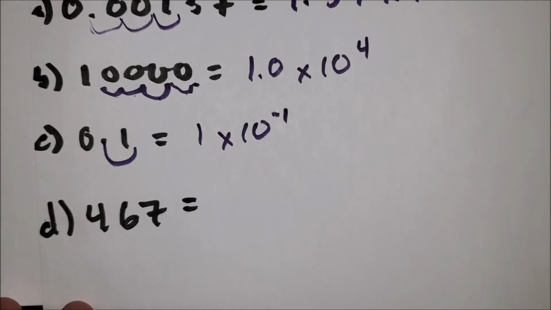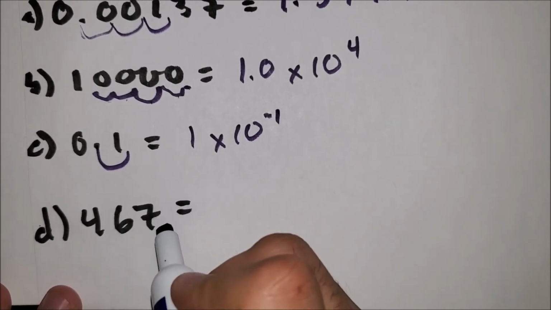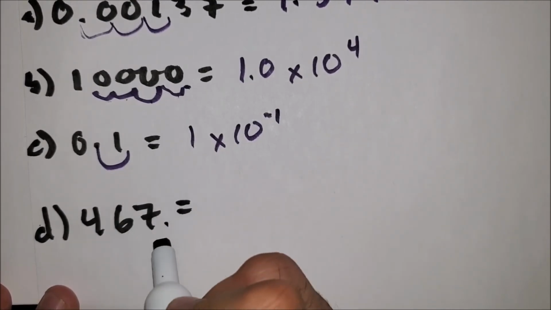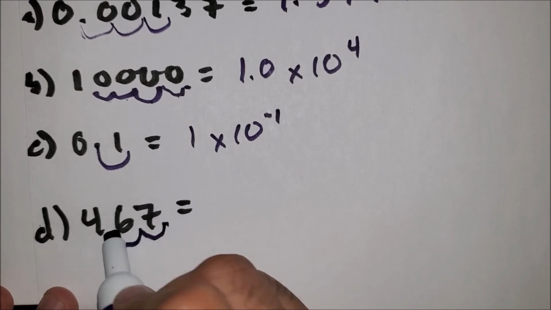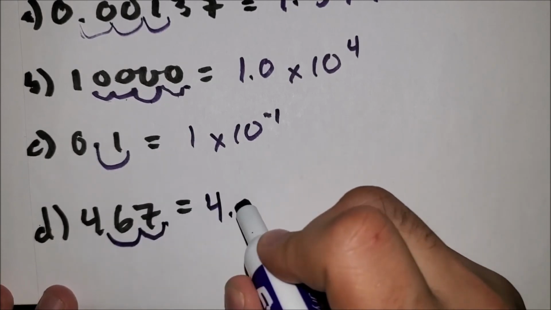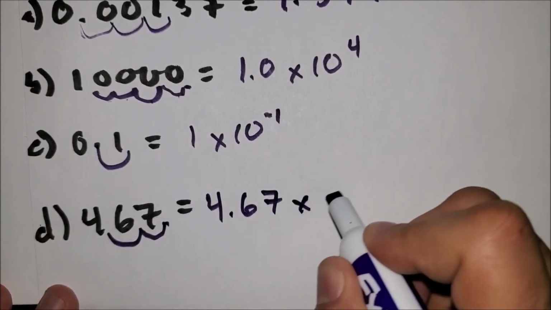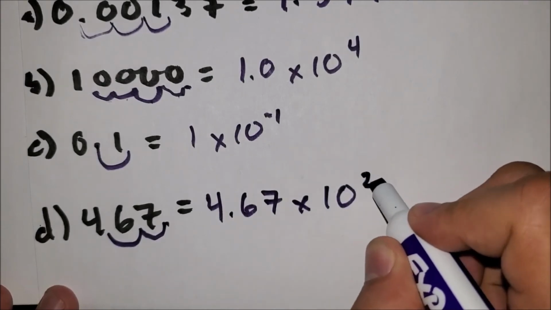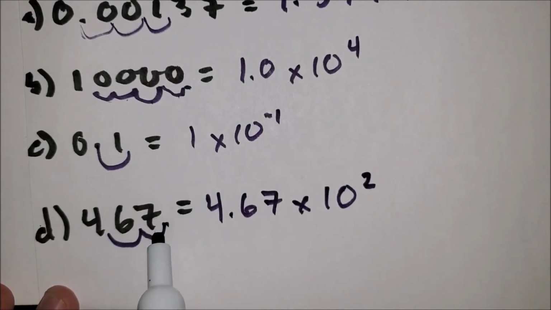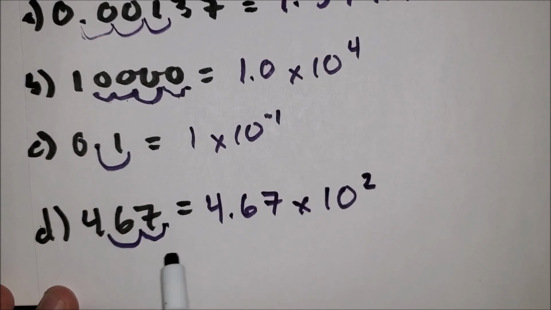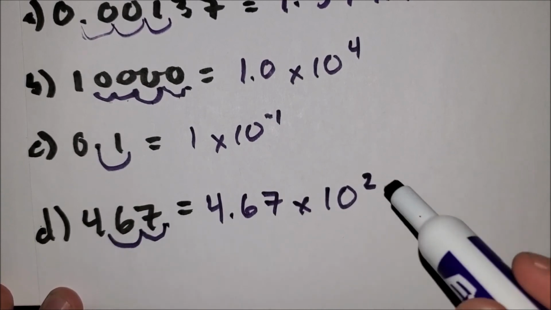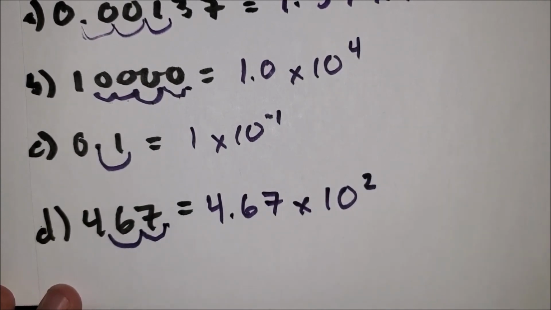Our last example is 467. We start with our decimal place here, and we're going to move it 1, 2. So we get 4.67 times 10 to the power of 2. Since we went left, we made a big number smaller. This stays positive.